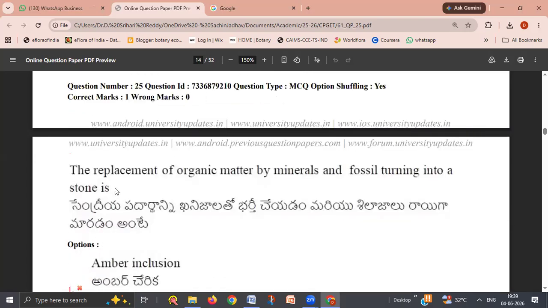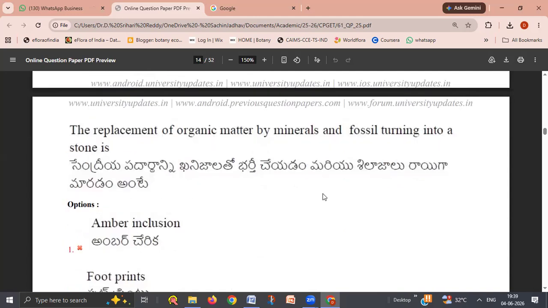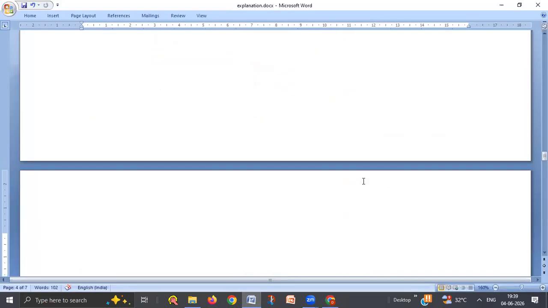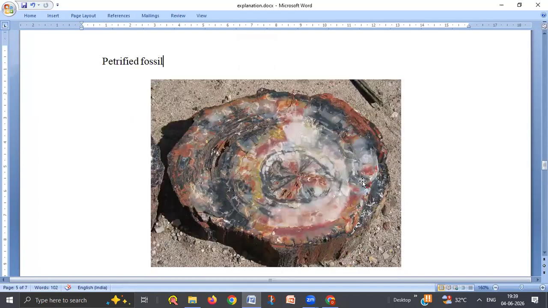The next question is the replacement of organic matter by minerals and the fossil turning into stone. So now we come to fossilization. Here you see a petrified fossil. What is this petrified fossil? It appears like marble, you see. Actually, it is a fossil. How is this petrification of a fossil formed?